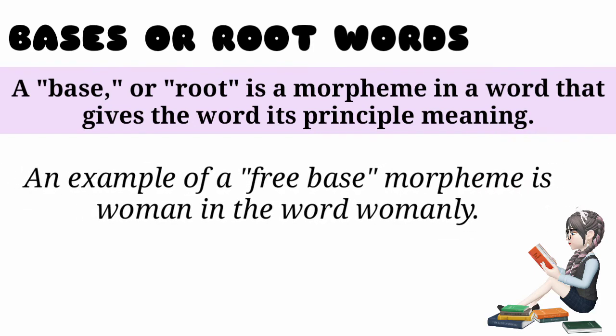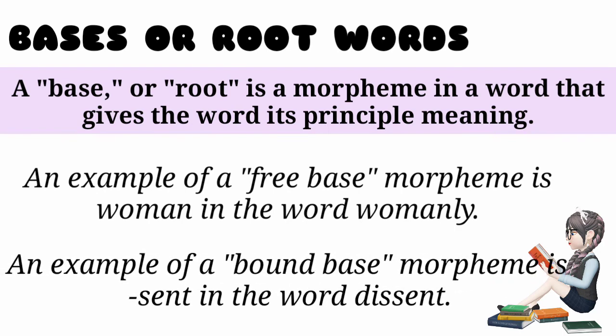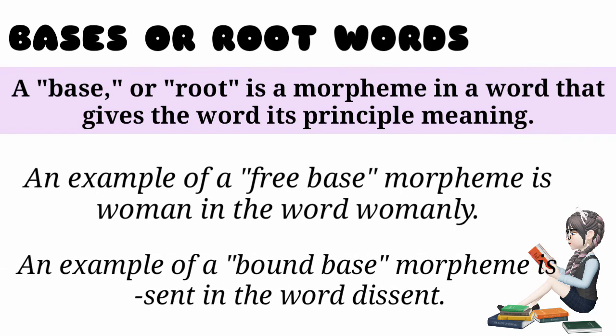An example of a free base morpheme is woman in the word womanly. The word woman gives the principal meaning combined with the suffix ly to form the word womanly. Next, an example of a bound base morpheme is sent in the word descent. In this case, the word sent gives the principal meaning combined with the prefix dis to form the word descent.